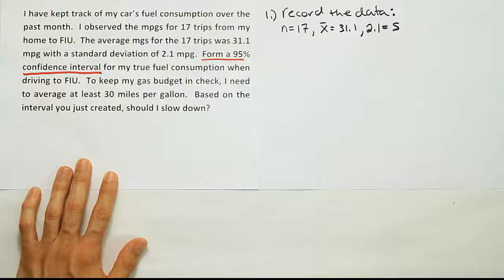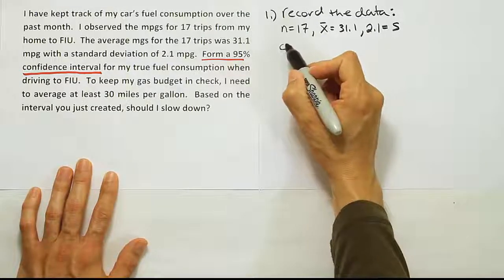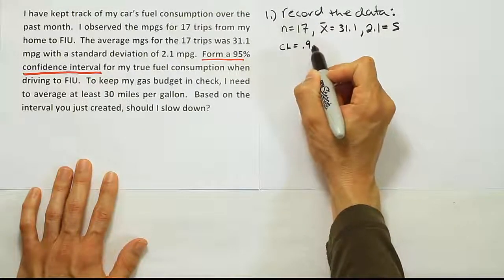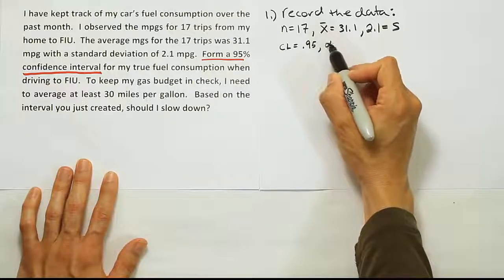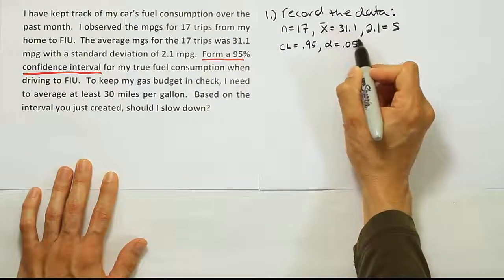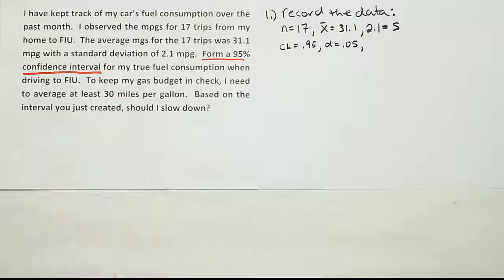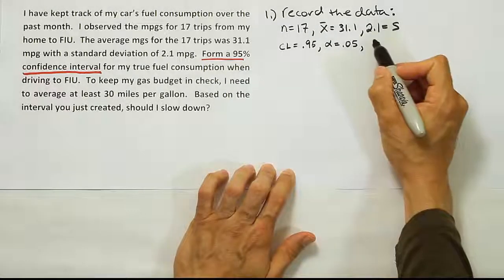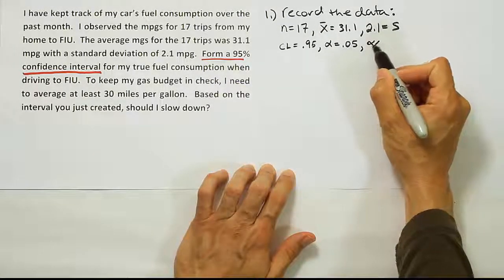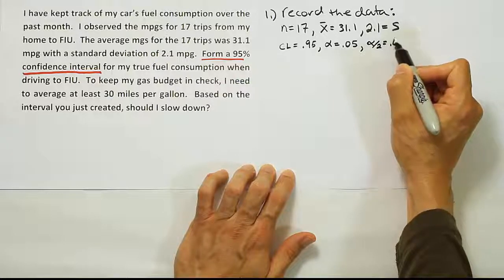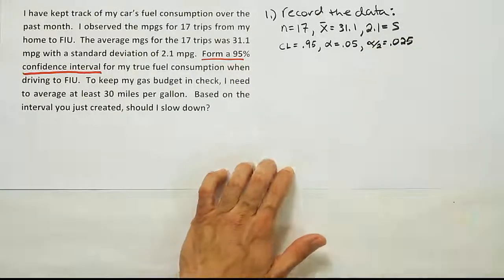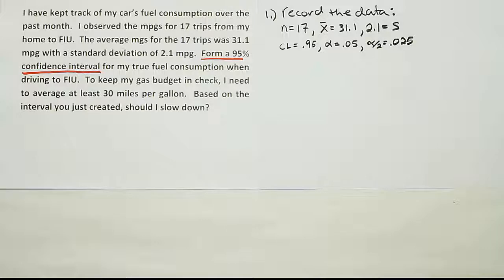Okay, and then finally after that, we're going to list the confidence level. The confidence level is 0.95. That leads to an alpha value of 0.05. And then from there, we can say that alpha divided by 2 is 0.025. Okay, so those are the items I have from the problem itself. Now let's do our step 2.